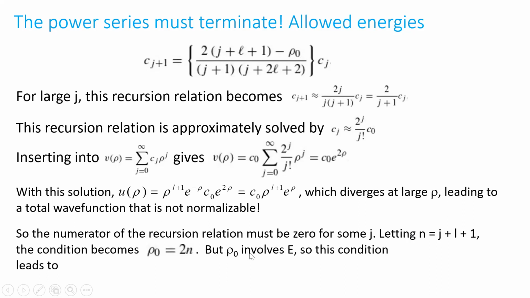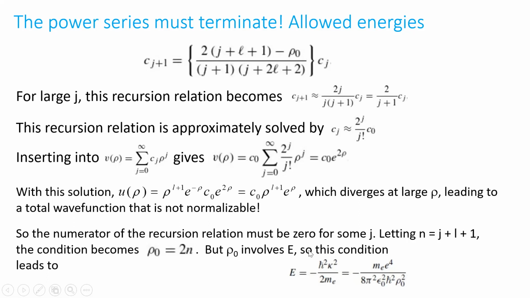But rho naught involves e. Remember, we emphasized that on a previous slide, because rho naught is related to kappa, and kappa is directly related to e. Rho naught was defined in terms of kappa. So if we know rho naught, because these are all constants, we immediately get e.